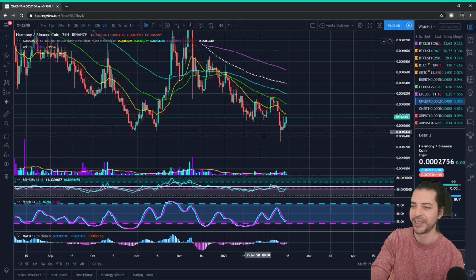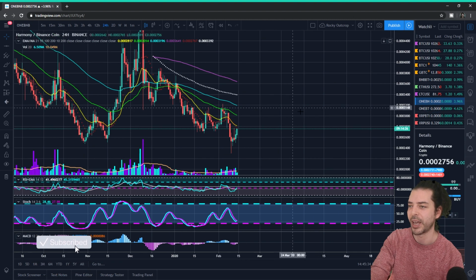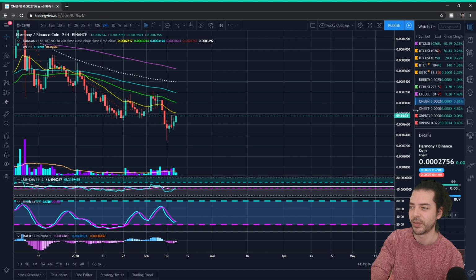So if you're still watching here. And of course, we're looking at this Bitcoin ONE versus BNB because it's one of the areas where there's the most liquidity on this asset, which is why I look at it, because this is where most of the volume will be happening on this, as well, of course, against Bitcoin on the Binance exchange.